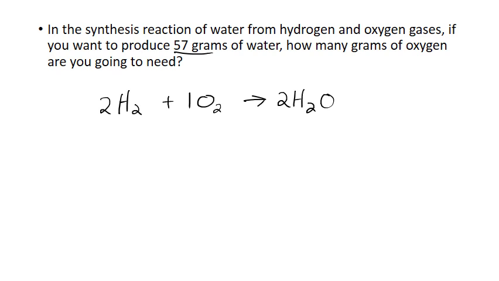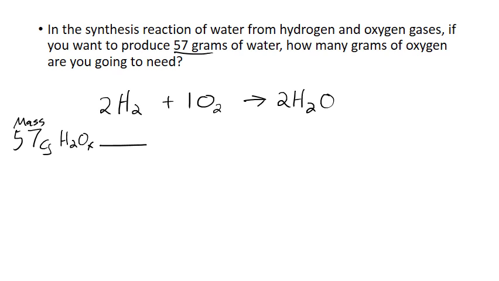And it says we start with 57 grams of water, so let's start with that. It's asking us how many grams of oxygen we are going to need. So we have to convert grams of water. We're going to have to go from mass first. Then we're going to have to convert the grams to moles, and then we'll have to go from moles to grams again to get grams of oxygen.